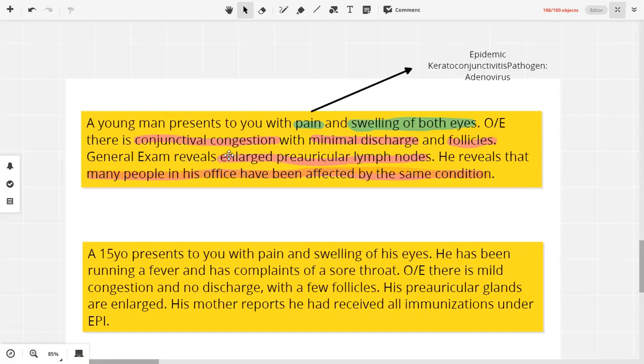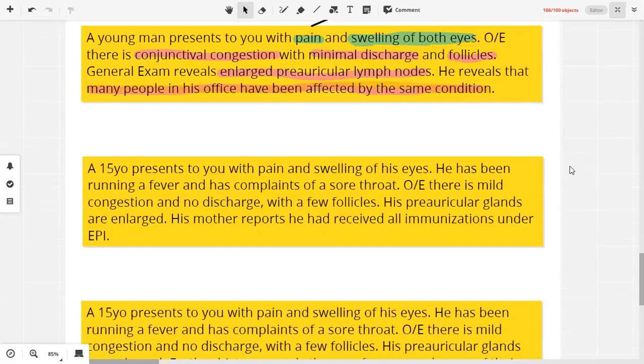Enlarged preauricular lymph nodes can be present in a few bacterial diseases as well. But in the presence of the disease spreading to many other people in the same office, our diagnosis is narrowed to a viral conjunctivitis, namely epidemic keratoconjunctivitis caused by adenovirus. This is our diagnosis. Moving on to the second case.